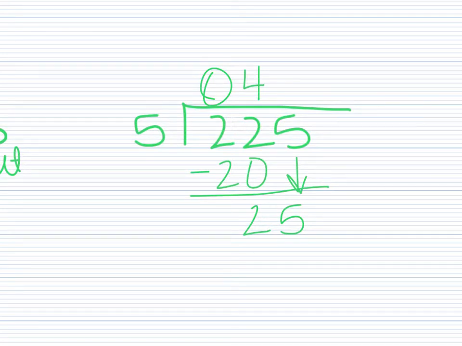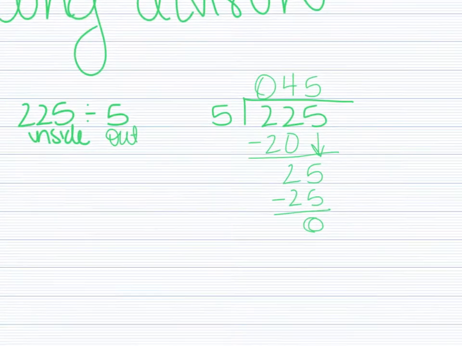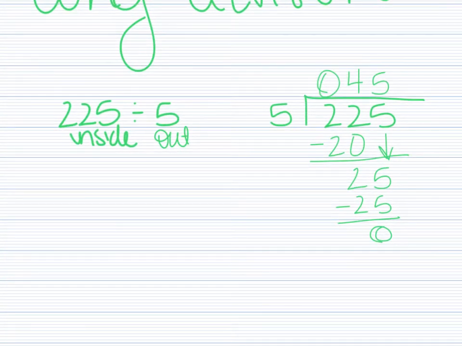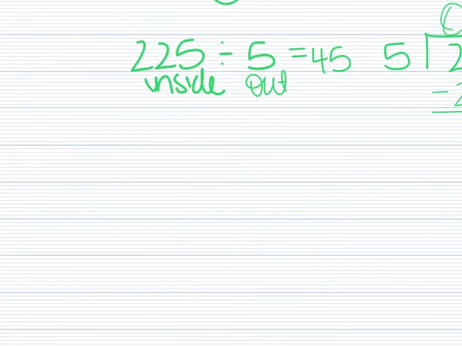All right, so does 5 go into 25? Yeah, it does. It goes into 25 5 times. So then what I have to do is 5 times 5, which is 25, and then I subtract those numbers, and then I'm left with 0. So that's kind of nice, because that means I don't have any remainders, and so the answer to this is going to be 45.